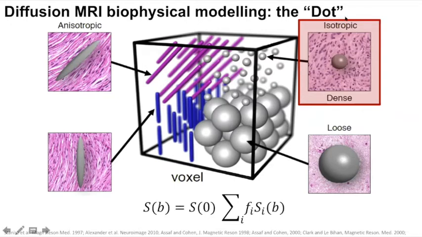We sometimes refer to this compartment as the dot compartment because it is so small compared to the diffusion length that it almost looks like a dot, where the diffusion is just completely restricted.